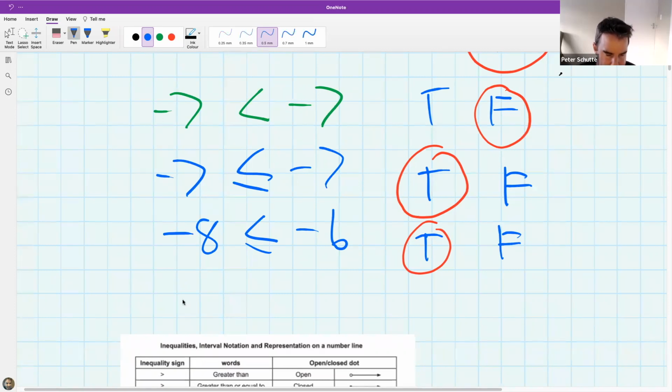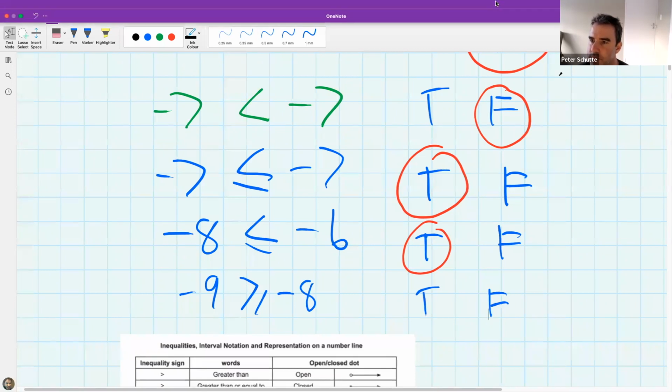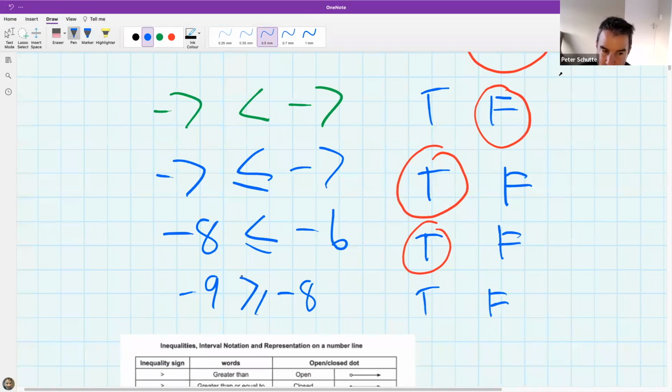Let's do one more like this. What about -9 less than or equal to -8? Is this going to be true or false? So it turns out -9 is to the left of -8 on the number line. So this part is definitely not true. And -9 is not equal to -8. So both of these are false. So it's false.